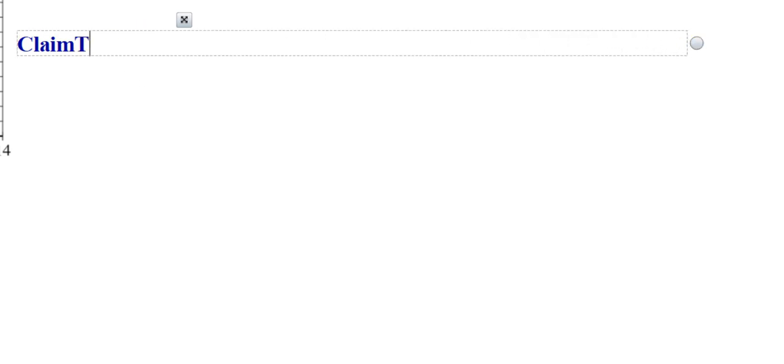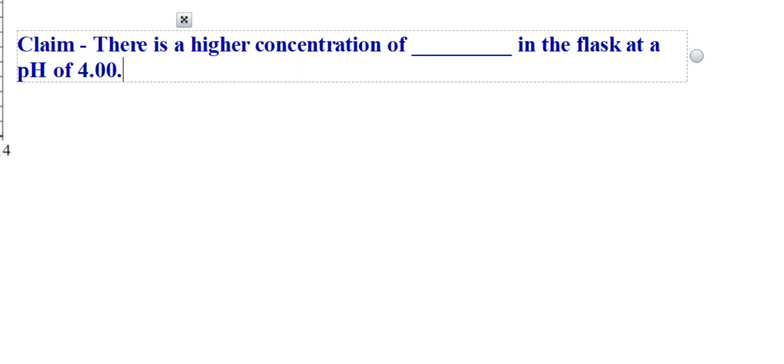Now you can see the next question says when the pH is 4. So you can see we're about 4 right here when about 9 milliliters are being added. And it says, is there a higher concentration of the weak acid or the conjugate base? Justify your answer. So remember, anytime we justify our answer, what do we need? We need a claim. And that claim is, there is a higher concentration of, and I'm going to fill this in, in the flask at a pH of 4.00.